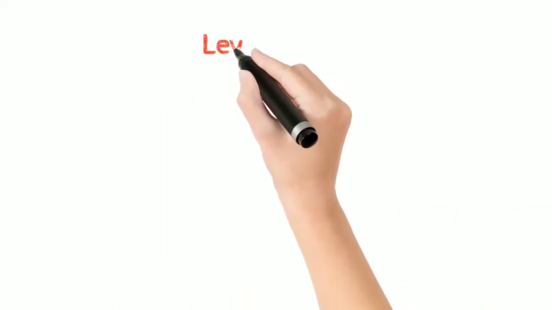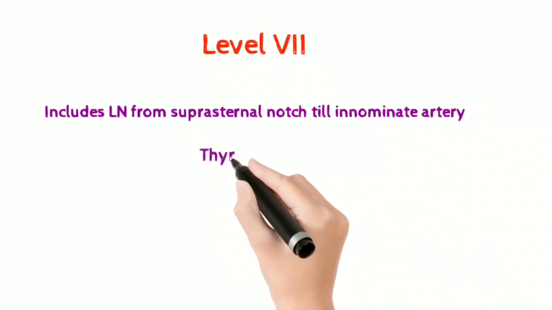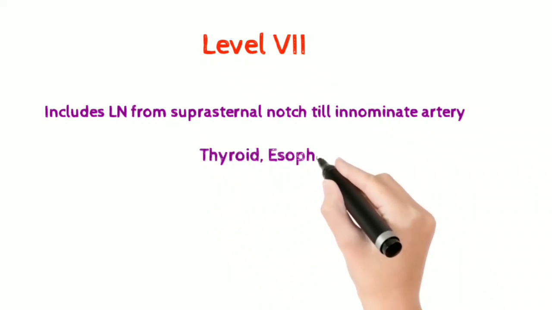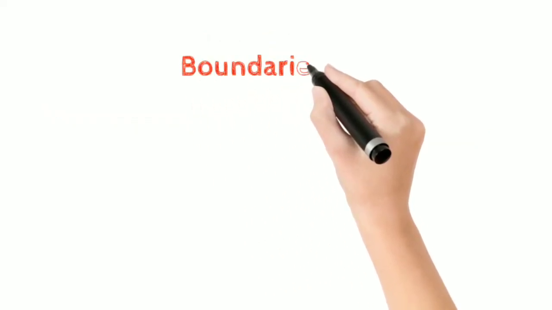Next is the superior mediastinal lymph nodes, that is level 7. It extends from the level of the suprasternal notch above to the innominate artery below. So this level is at risk for metastasis from the thyroid and esophagus. Now let's look at the boundaries.